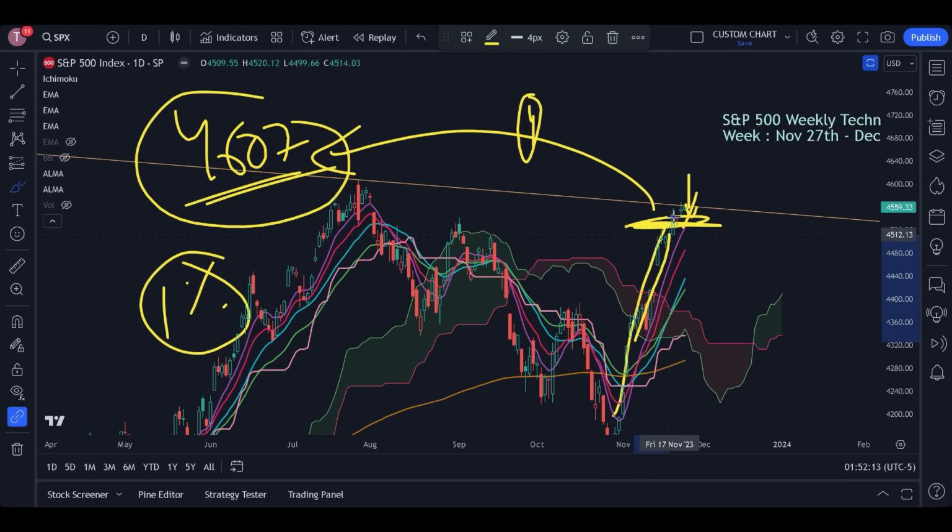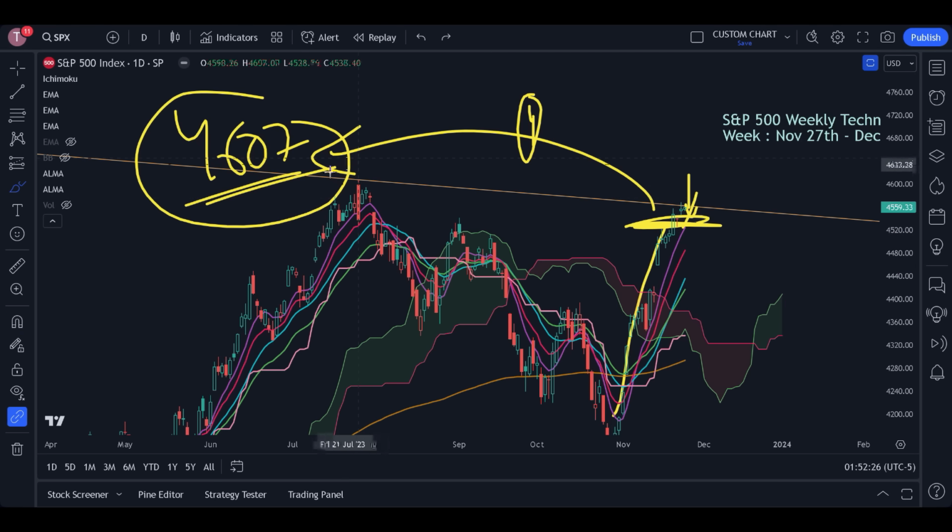As of now, a continuous straight line movement is not supported. A reversal and then a bullish movement is supported. That is fine, not a problem. So for bullish movement, 4607 continuously and above 4607. But again, the natural flow of the stock market must be followed.